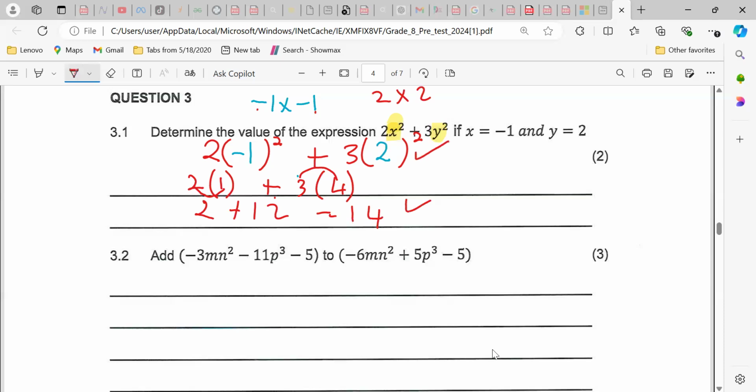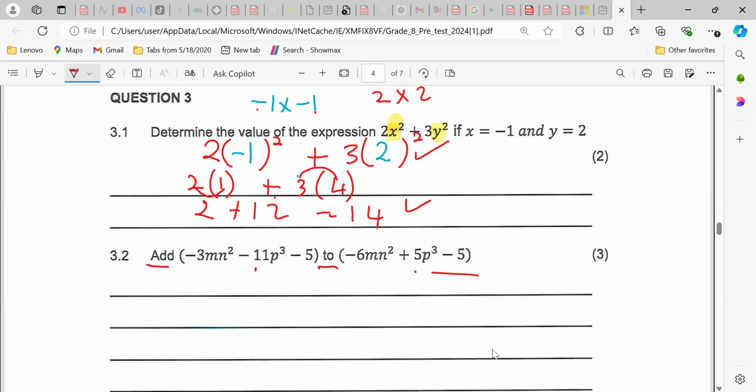So for this one, I'm going to give you a mark for the substitution, and then I'm also going to give you a mark for the answer. With 3.2, what did I say? What are we doing here with 3.2? We are supposed to add. Keyword, they say add this to this. We are not multiplying. I've seen others, they were multiplying. We are not multiplying because they said add this with this.